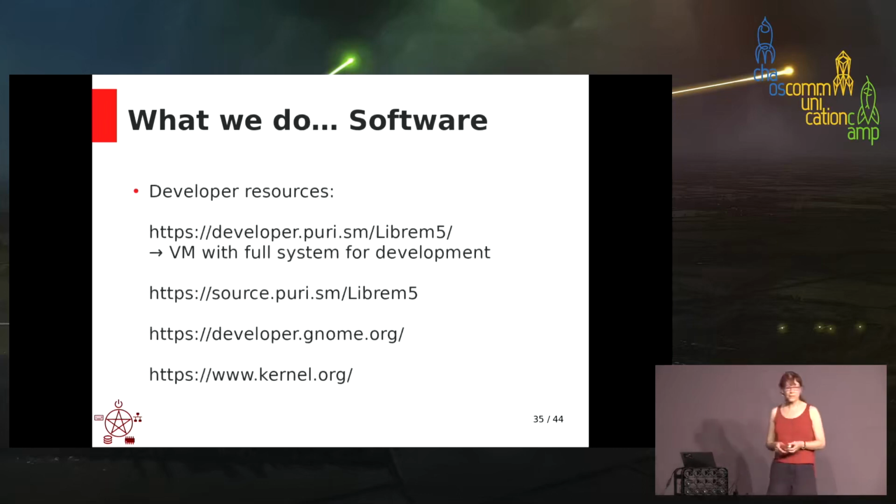For those that are interested in participating or looking at this development, we have quite some development resources. developer.puri.sm/Librem5, this is the main site where the development and also documentation is stored. They can also find instructions on how to download a virtual machine image for running on your laptop or PC, so that you can try the software on your PC without the device and also develop against this virtual machine, of course. source.puri.sm, this is the site where all the source code management and also continuous integration management happens. It's all in the public there. We work together with GNOME and with the kernel folks.